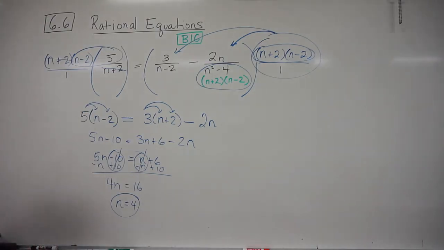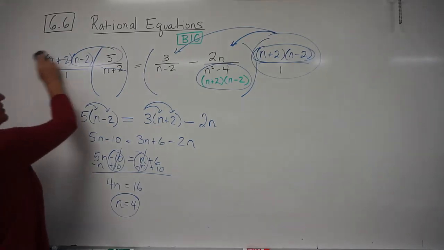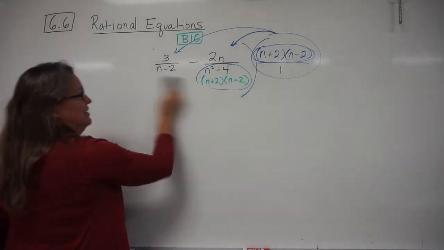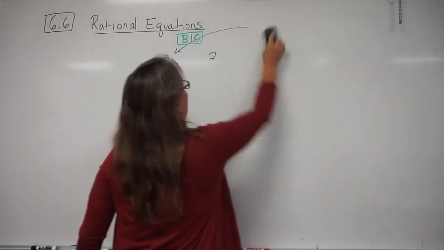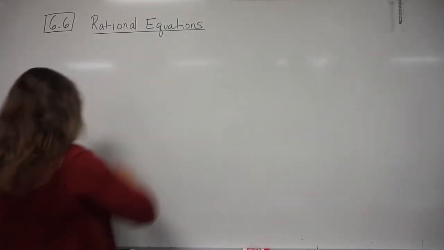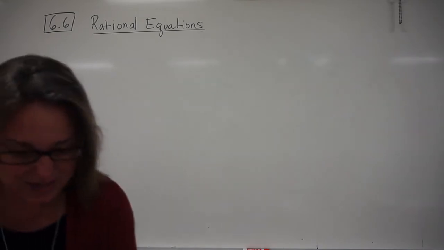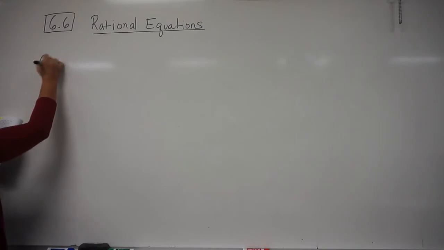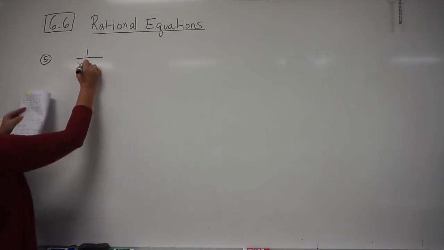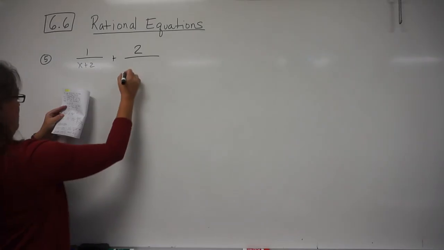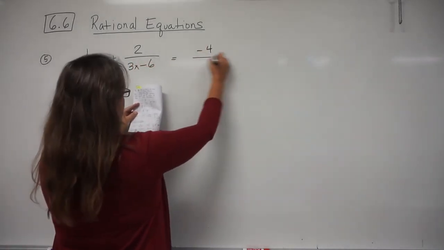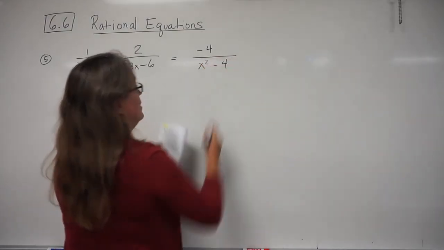I have one final example for you. So example number 5. Never forget that you can pause and go back. If this is going fast, that would be a really good strategy. So example number 5 is 1 over x plus 2 plus 2 over 3x minus 6 equals negative 4 over x squared minus 4.